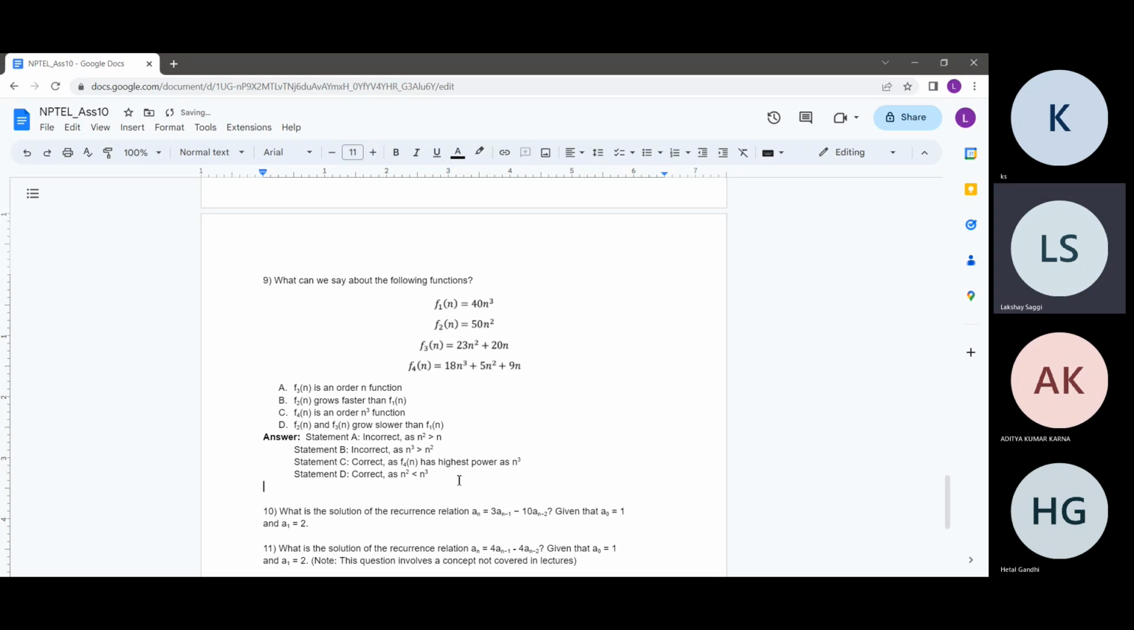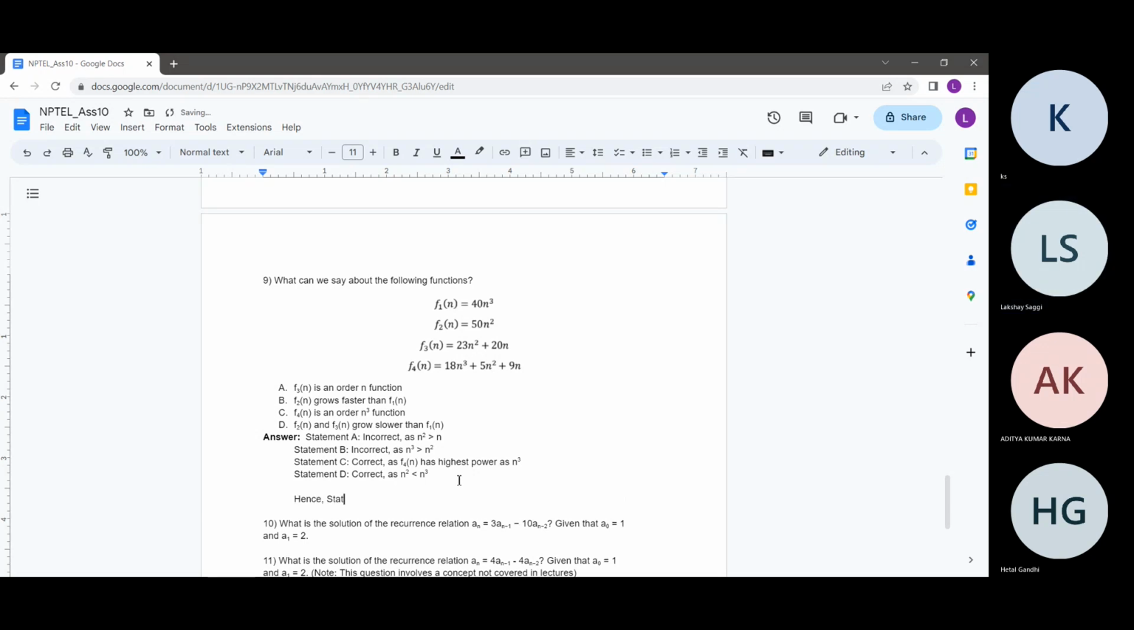So the correct answer then would be, hence, statements C and D are correct. So this is the answer.